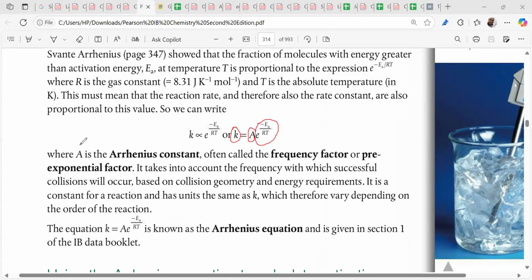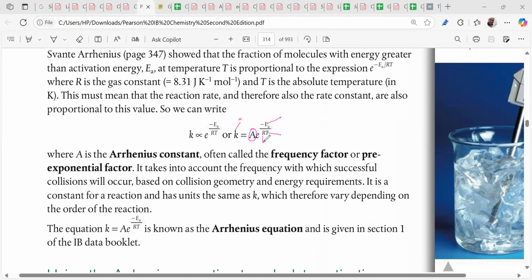Understood? Do you get my point? This is the Arrhenius equation, right? Now, in your past paper questions, you will see lots of questions on the Arrhenius constant, right? Understood? K is what? Rate constant. E is the activation energy. T is the temperature, right?